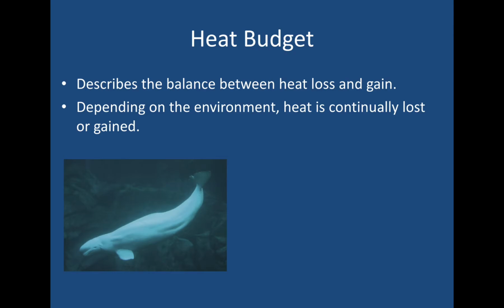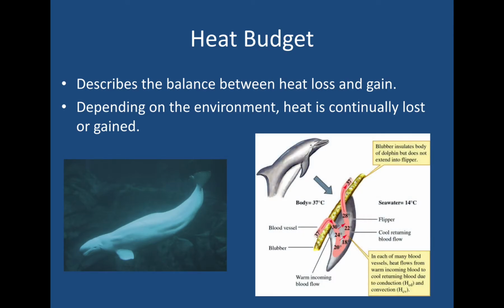let's first describe or discuss heat budget. Okay? An organism's heat budget describes the balance between heat loss and heat gain. So why is knowing this important? Well, this is because depending on the environment, heat is continually lost or continually gained. Okay? So as such, an organism must be able to offset heat loss or heat gain in order to maintain optimal body temperatures. For example, this picture here, a beluga.